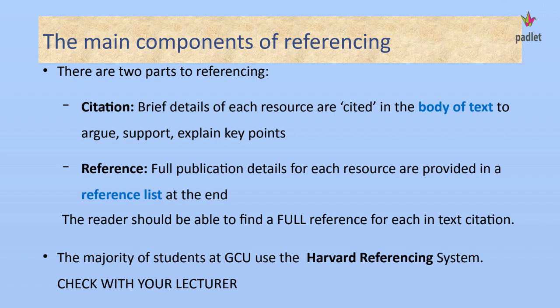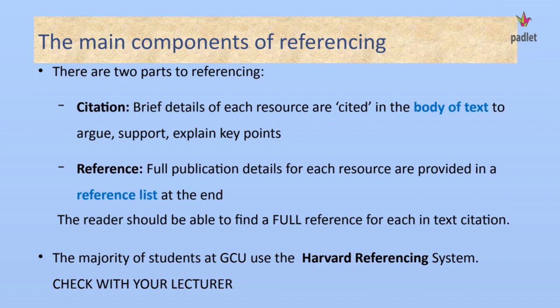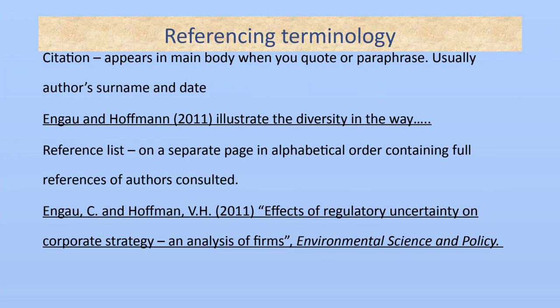So the reader, or your lecturer, should be able to look at what's referenced within the text and then go straight to the end and check that it's there. The majority of students at GCU use the Harvard referencing system, but check with your lecturer. When you're given a report, the coursework brief should state what the referencing style is. And if not, then ask. So this is some of the terminology, and as we go through it, we can see some examples.